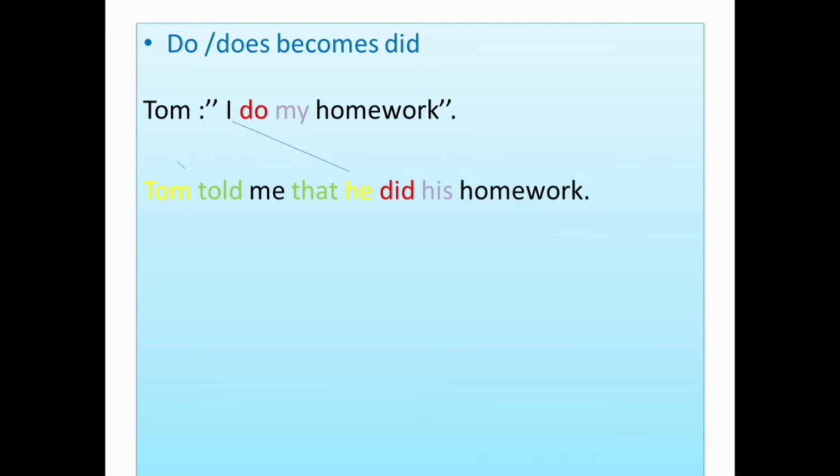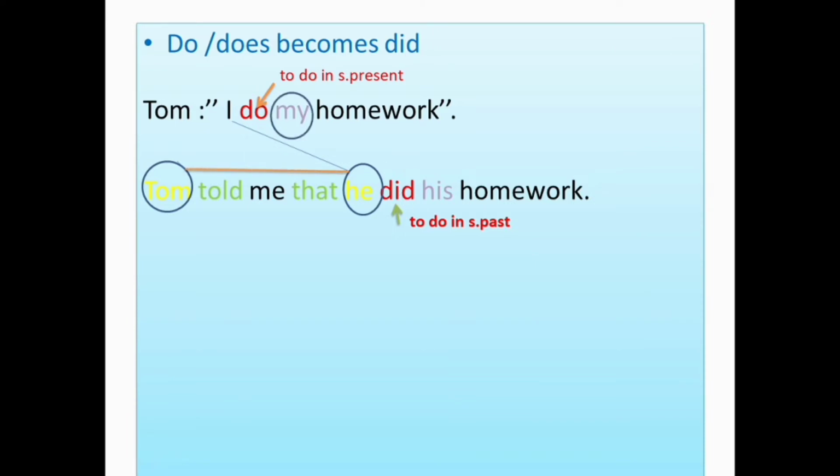Do, does becomes did. "Tom, I do my homework." "Tom told me that he did his homework." Told me: the verb to tell in the past. Thus we make the change. Do in simple present, did in simple past. Notice that Tom here is a male. Then we put he. I becomes he.